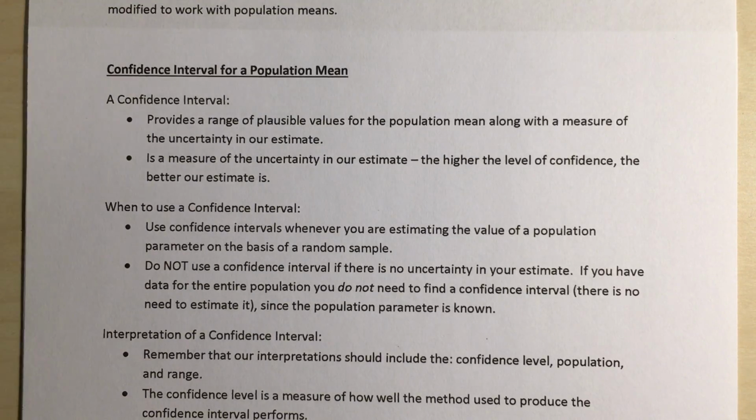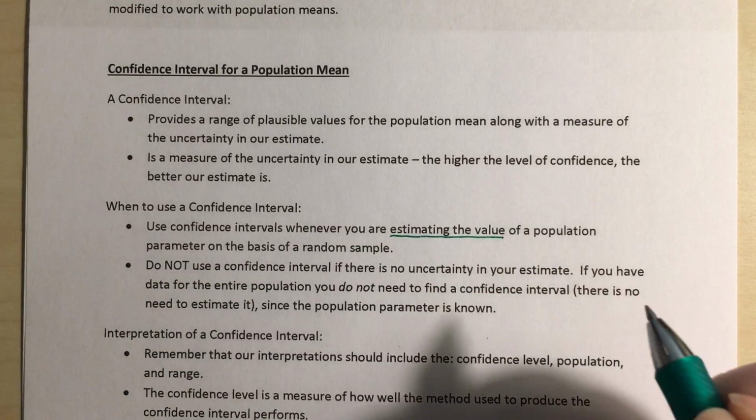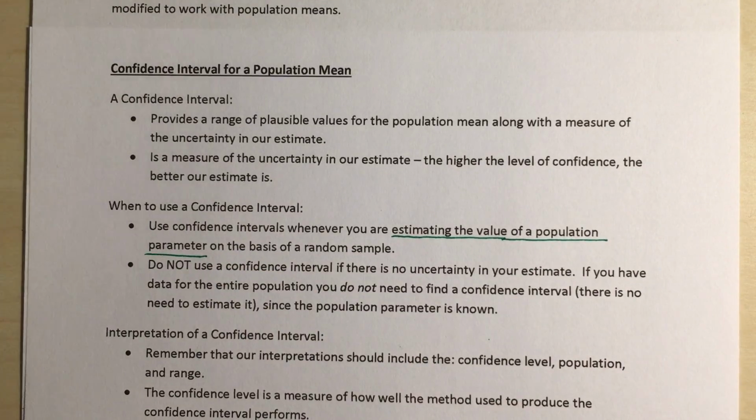Confidence intervals provide a range of plausible values for the population mean, along with a measure of the uncertainty of our estimate. The measure of uncertainty has to do with our confidence level. When we're using a confidence interval, we want to use it, again, when we are estimating our values. Do not use a confidence interval if there's no uncertainty in your estimate. So again, the idea of using confidence intervals is they are used to estimate the value of a population parameter. So that's what we're focusing on in this section, is estimating values.